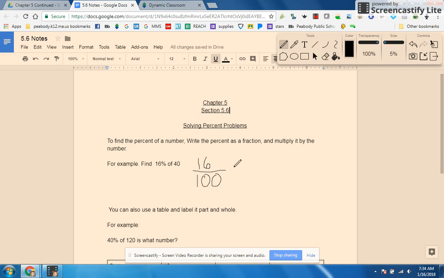Okay, of in math always means times. Okay, so times, and then 40 written as a fraction, so that's just a whole number, so you would write it as 40 over 1. Okay, so now we're going to do a quick review of multiplying fractions. You want to see if you can cross cancel, so I can divide 40 and 100 both by 20. So 40 divided by 20 is 2, and 100 divided by 20 is 5. Okay, now I'm going to multiply across, so 16 times 2 is 32. And 5 times 1 is 5, okay?